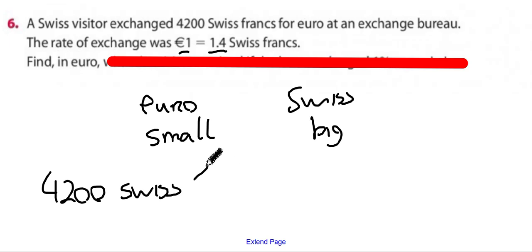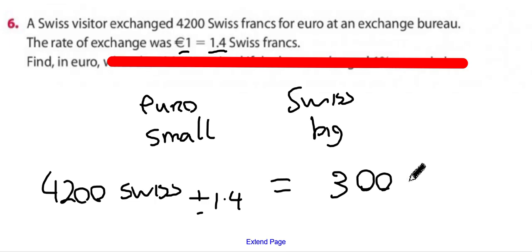So you have two choices. You can multiply by 1.4 or you can divide by 1.4. Whichever one results in a smaller number is the correct answer. Off you go. Okay. Everybody said it's divide. So what do you get? 3,000. Okay.